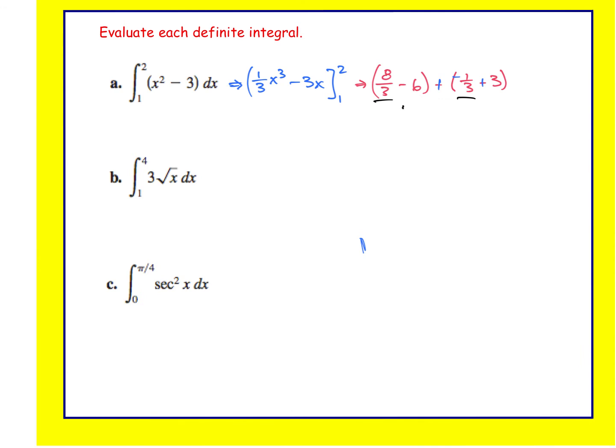7/3. So I'm going to deal with that guy first because they already have common denominators. And then -6 and 3 go to what? -3. All right. So now how should I think of 3? 9/3. So we have 7/3 minus 9/3, which is -2/3.